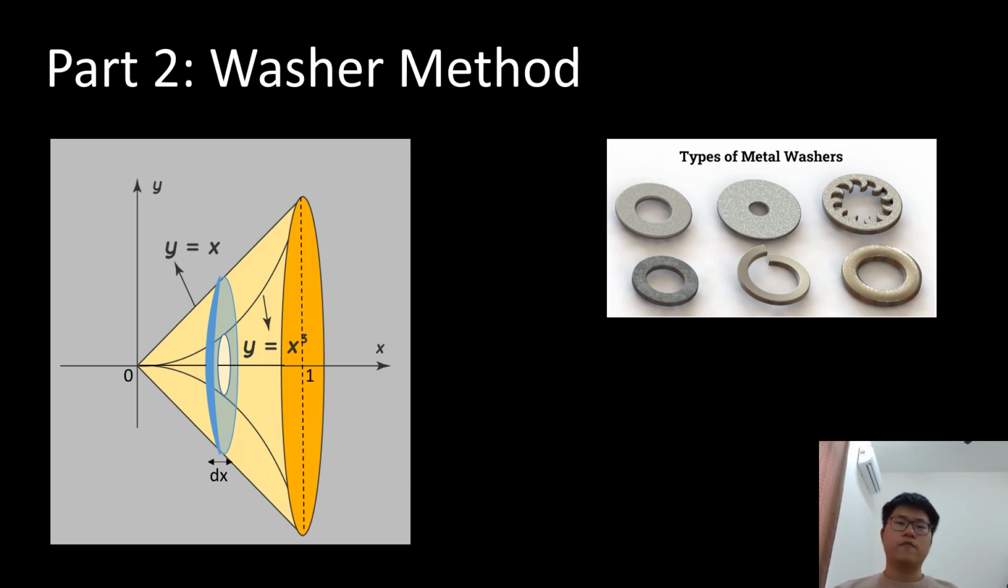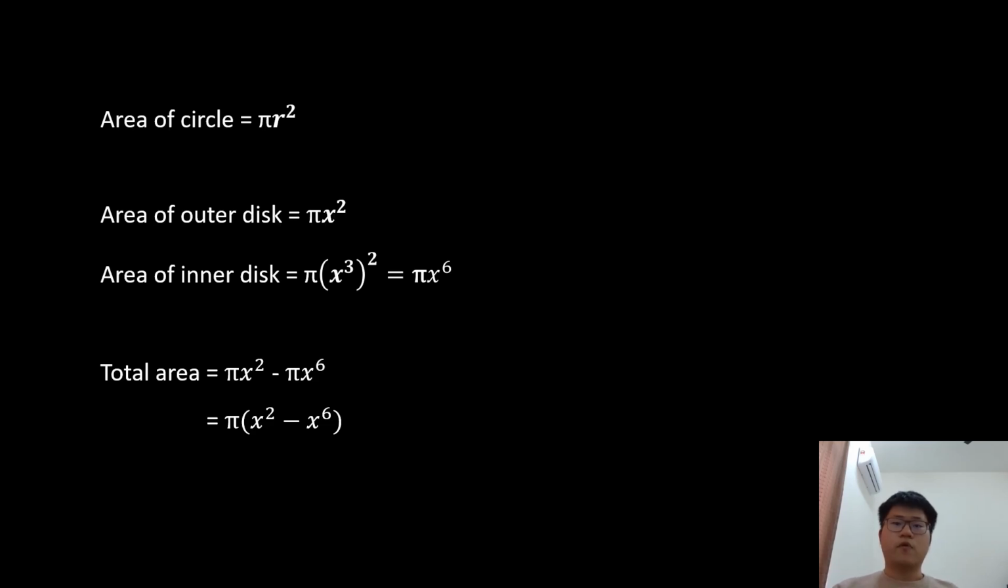When we cut it, we will have a slice of washer-shaped disc with a hole in the middle. This disc will have a certain width of dx. When we sum up the volume of all the discs, we obtain the bounded volume. To do this, we should know the formula for area, which is pi r squared. Plug the functions into the formula to get the area for the outer disc and inner disc. Subtract the area of the inner disc from the outer disc, and then we get the area of one washer. Then multiply by the width, which is dx, to get the volume of one washer.